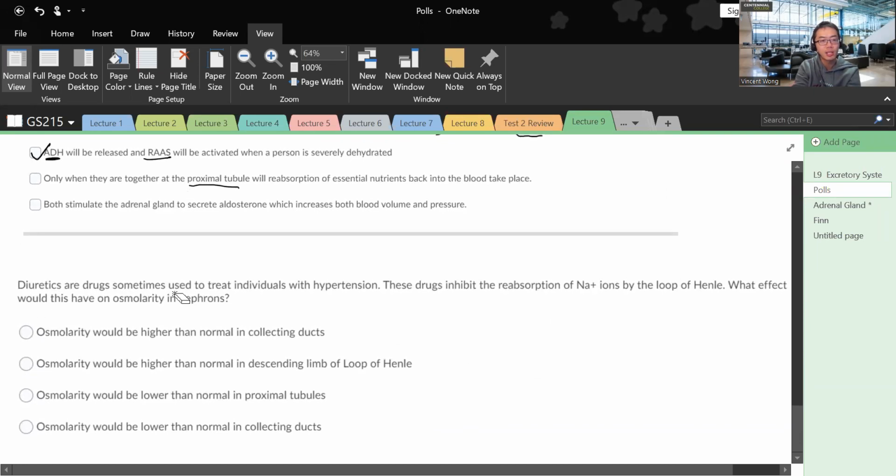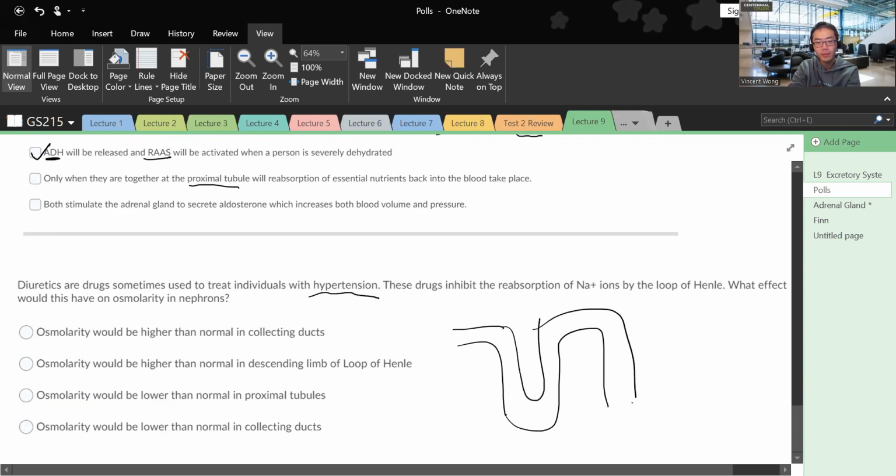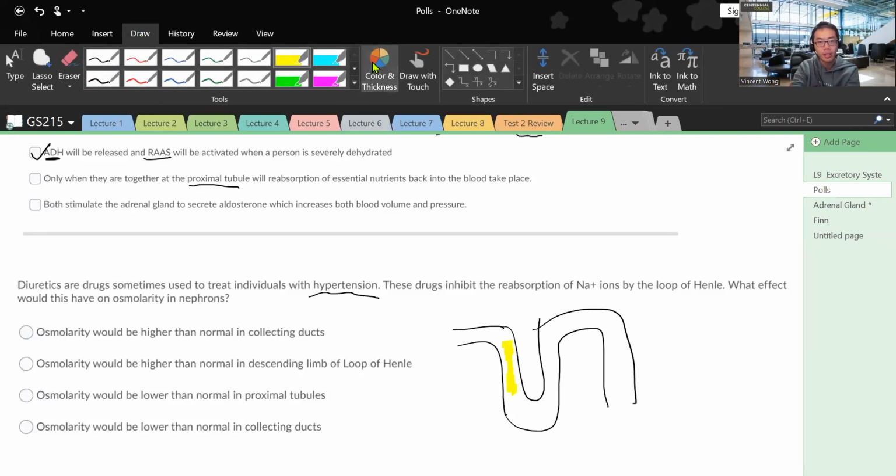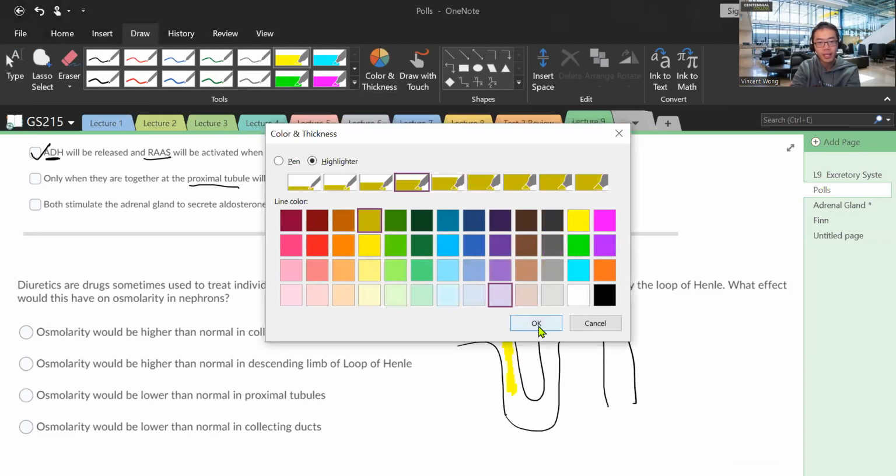Diuretics are drugs sometimes used to treat individuals with high blood pressure or hypertension. These drugs inhibit the reabsorption of Na+ by the loop of Henle. What effect would this have on the osmolarity in the nephron? Remember we drew this diagram. On the way down, we are going to be absorbing water. Earlier I showed you the filtrate color will get very concentrated like that.